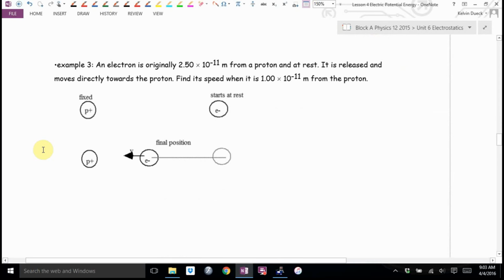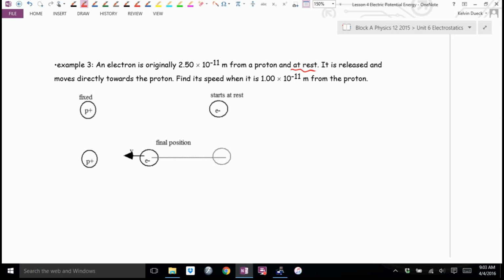Example 3. An electron is originally that far from a proton and at rest. You know what? I would probably underline the word at rest. Which way does that electron want to move? It wants to fall towards the proton. It has potential energy. It's quivering, ready to go. If we let it go, it will fall. And as it falls, as it moves to the left, it'll speed up.